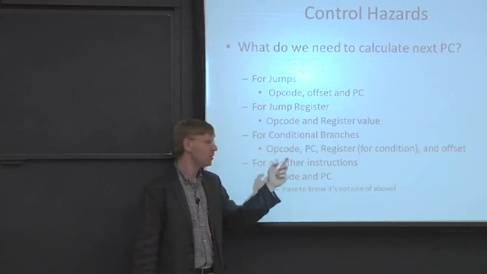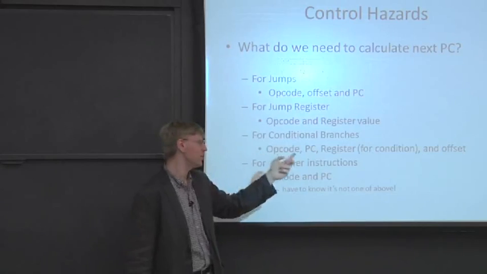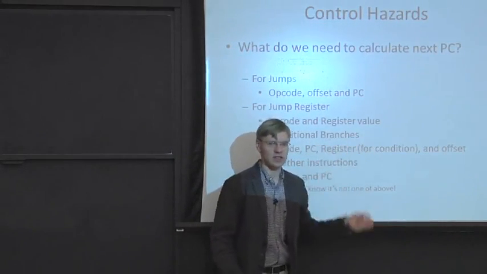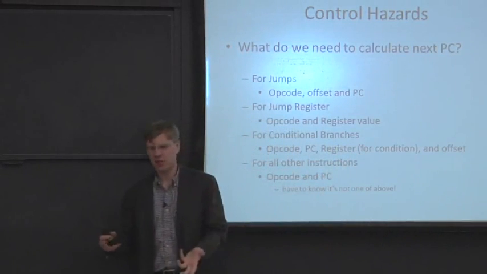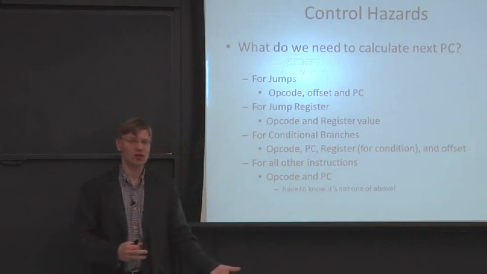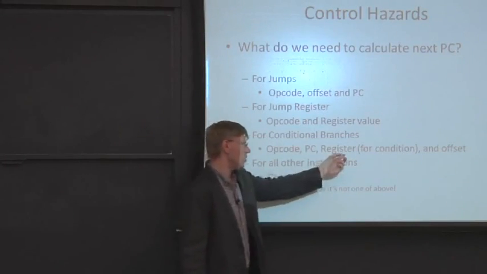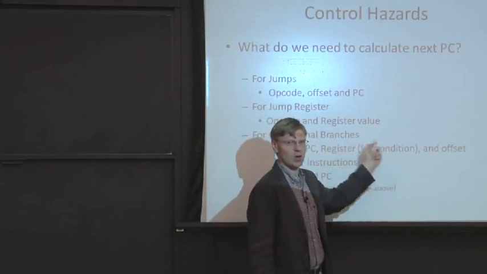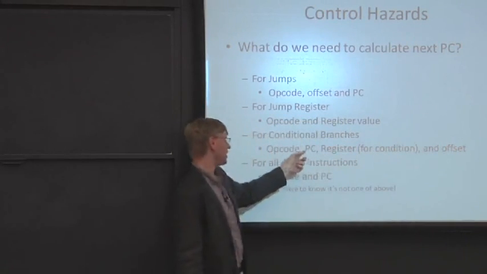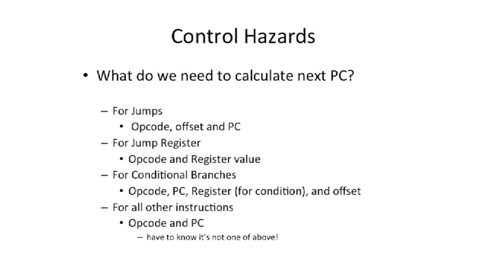Conditional branches, now things start to get a little more complicated. We need to look at the opcode. We need to look at the current program counter. We need to look at the register, which is going to give us the condition. So we're branching based on whether some value is, let's say, greater than or less than 0. We need to look at that, but we don't really know that until quite a bit farther down the pipe. We also need to take the offset and add it to the program counter when we do a PC relative conditional branch. That's how it's defined in MIPS.